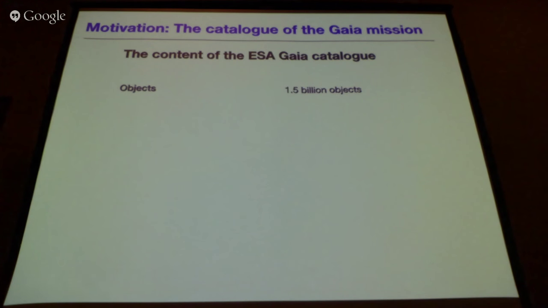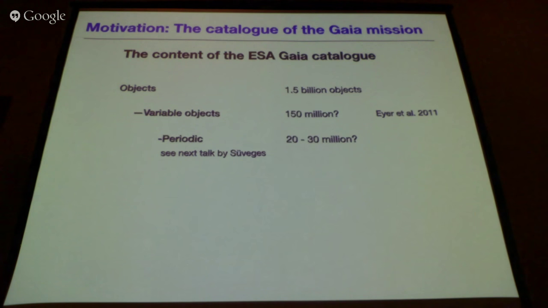So what is the motivation for this estimation of uncertainties? You have many objects: stars, quasars, galaxies, more than 1.5 billion objects. You have variable objects, is it 150 million? We still don't know. Periodic objects, you may have 20 to 30 million. You have the question of how to detect periodic phenomena with, for example, a simple solution with the false alarm probability, that will be the subject of the next talk. And you have exoplanets from the transit.